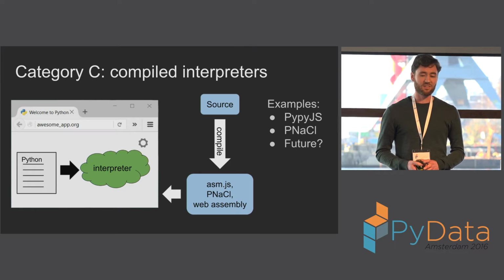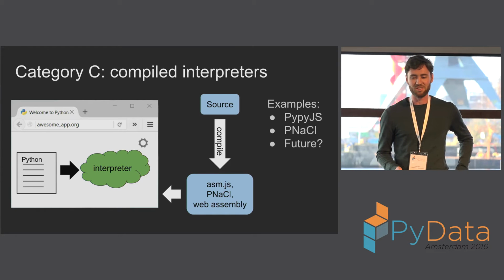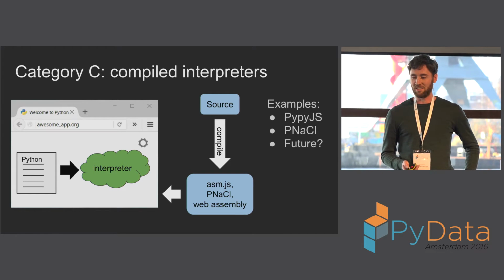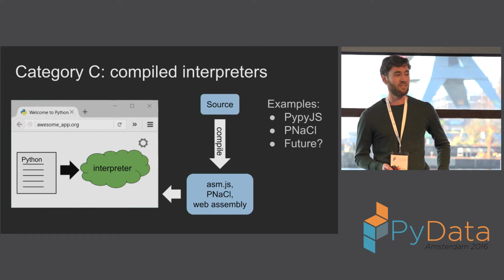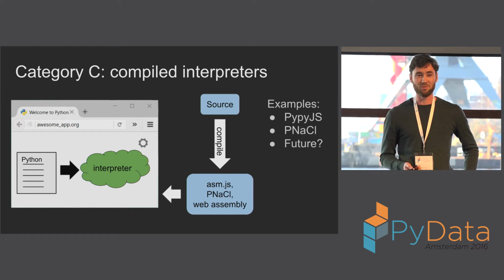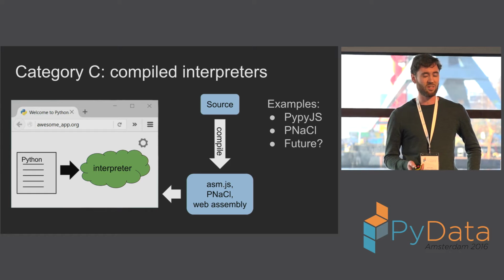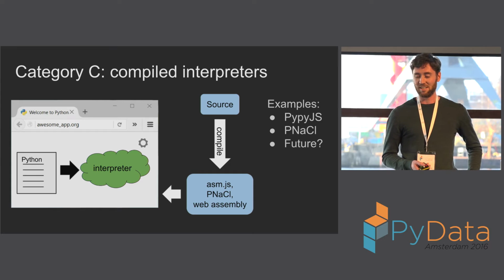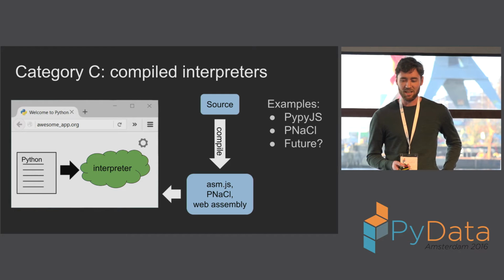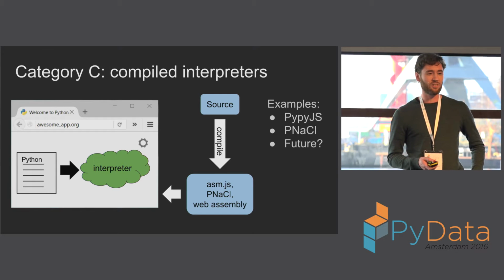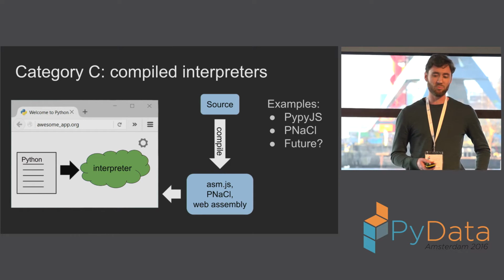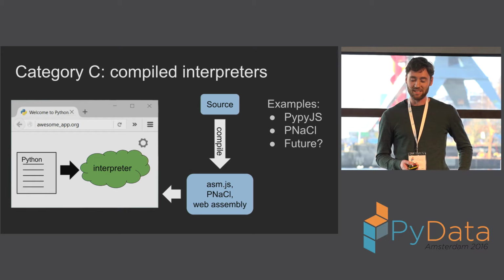And the third category are the compiled interpreters. The most well-known example is PyPy.js, which basically is a project where they took the PyPy source code. So PyPy is a Python interpreter implemented in a slightly different way using a JIT, and it runs much faster than regular CPython. And they took that source code and they compiled it to a sort of subset of JavaScript using the LLVM toolchain and Emscripten.